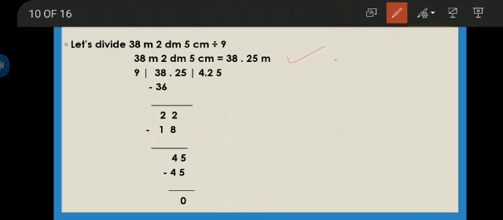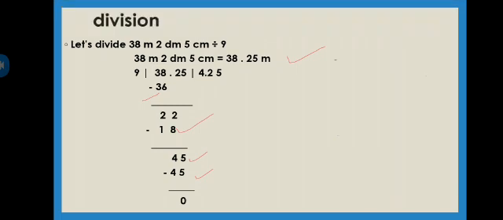What will you get? 9 fours are 36. 38 minus 36 is 2. Now you bring down 2. Then 9 twos are 18. 22 minus 18 is equal to 4. Now you bring down 5. Then we will get 45. 9 fives are 45. So 45 minus 45 is 0. Understood?